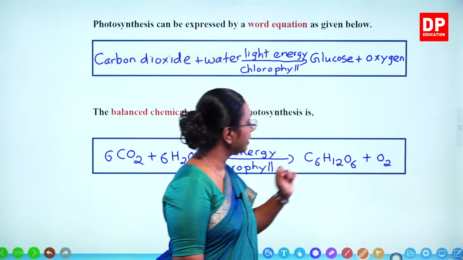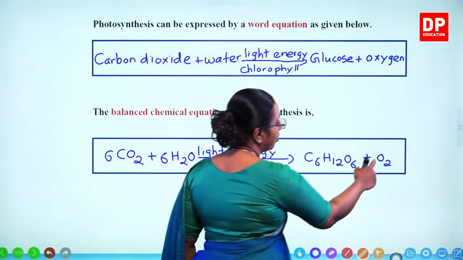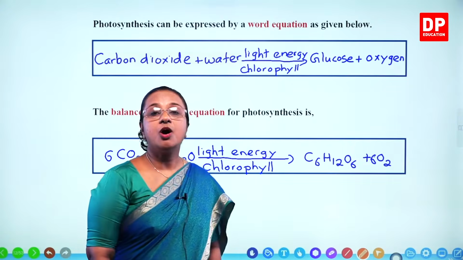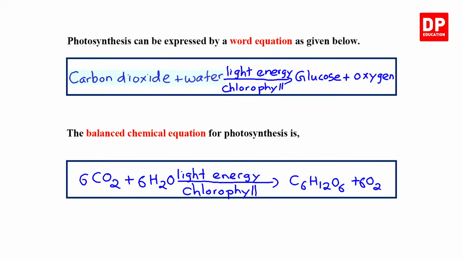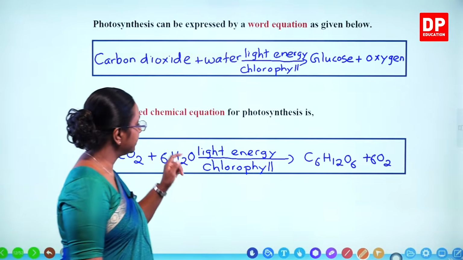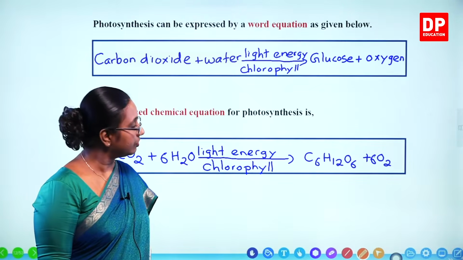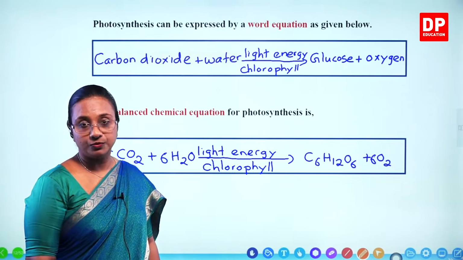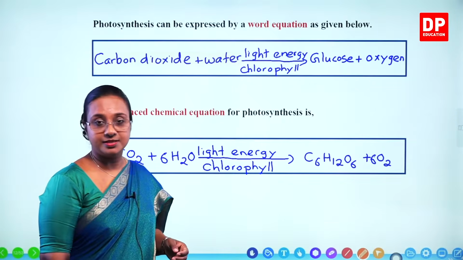Out of those, there are 6 oxygen atoms in glucose. So how many oxygen molecules will be evolved? There will be 6 O2 gas evolved. So this is the balanced chemical equation. 6 CO2, 6 H2O, light energy and chlorophyll to produce C6H12O6 glucose and evolve oxygen gas, that is 6O2. So these are the equations for photosynthesis.